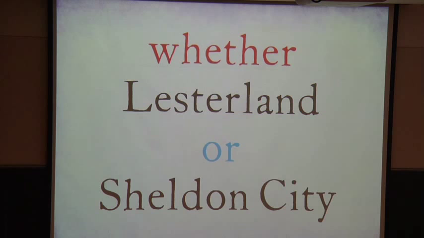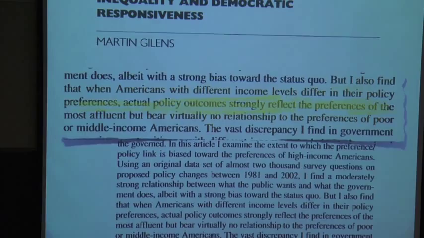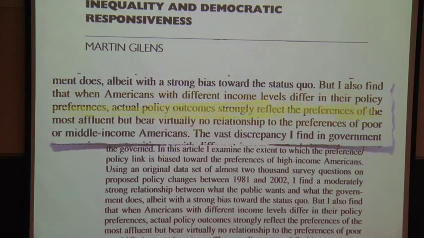And the consequences of that system of government are increasingly being demonstrated by statisticians and analysts. There's a great paper by Martin Gilens and Ben Page that's been in the press recently talking about how you can demonstrate that it's only the very rich who have any influence over policy decisions. The middle class and the poor have no influence over the policy decisions. We saw that same conclusion drawn from earlier work by Gilens, where he says Americans with different income levels differ in their policy preferences. Actual policy outcomes strongly reflect the preferences of the most affluent, but bear virtually no relationship to the preferences of the poor or middle income Americans.